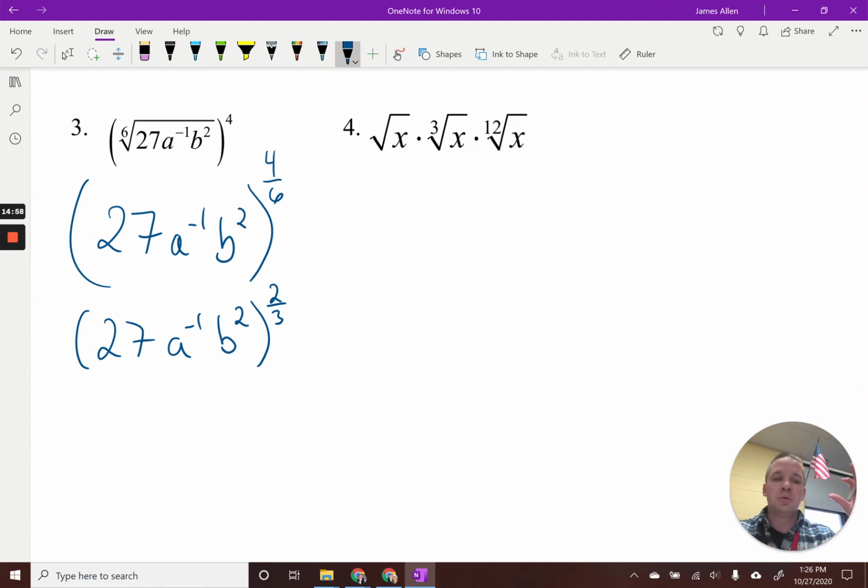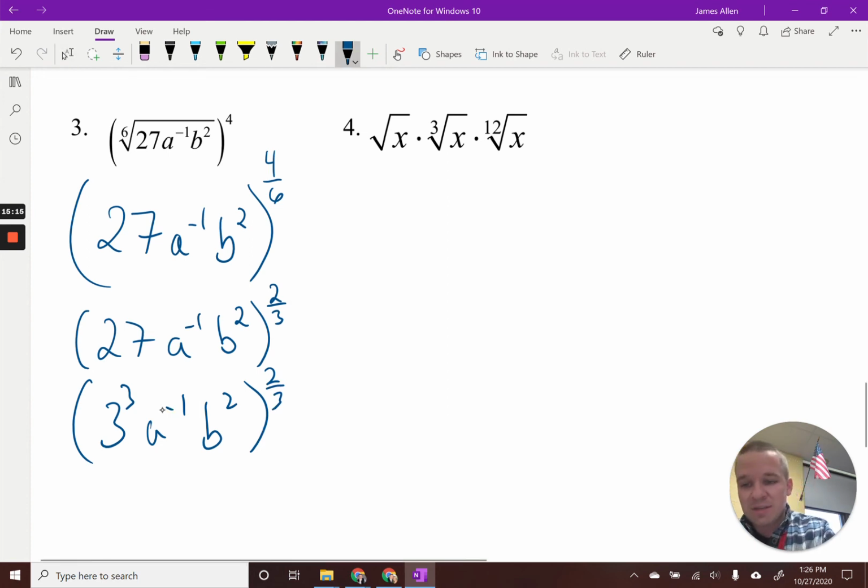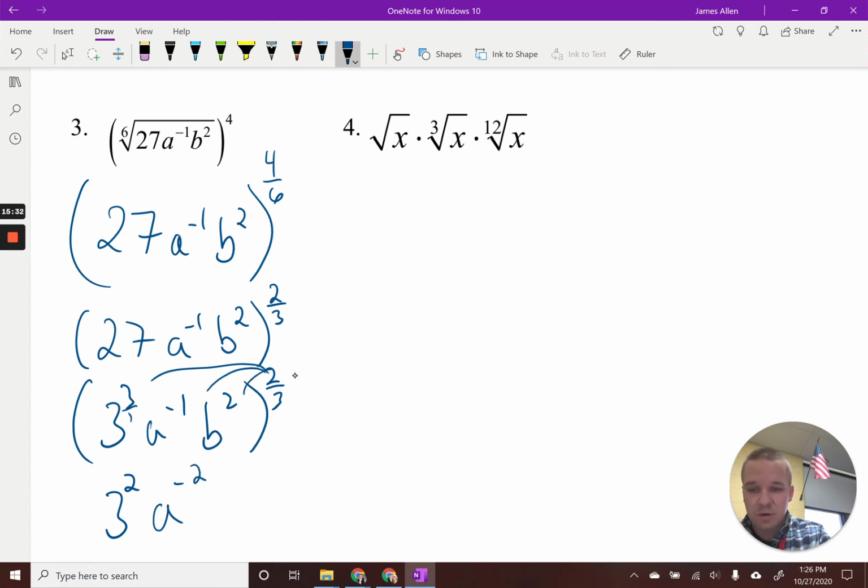You'll see some similar numbers because we don't want them to get too large to where you have to use a calculator. We want to keep them manageable to do in our heads. So I would have this as 3 to the third, a to the negative first, b to the second, all raised to the 2/3. And the reason why I'm writing 3 to the third is because I can think of this as 3 over 1, and when I multiply that by the exponent out here, due to my exponent properties, the 3's will cancel out, and I'll be left with 3 squared when that's distributed in. Then I'm going to have a to the negative 2/3, and then I'll have b to the 4/3.